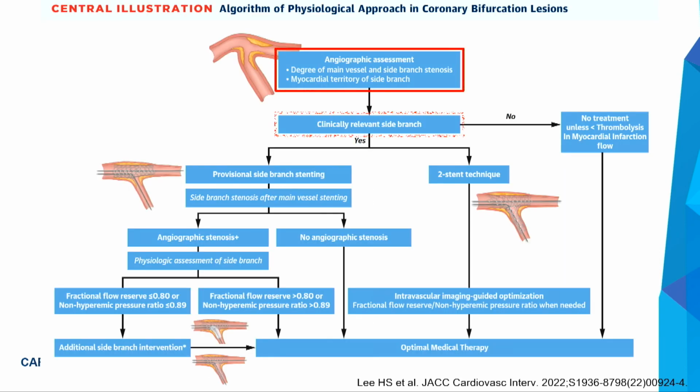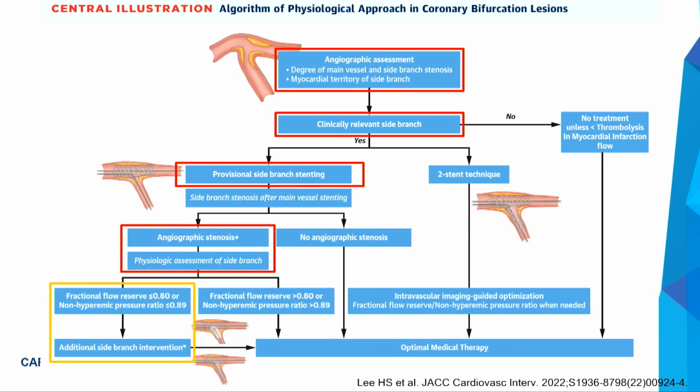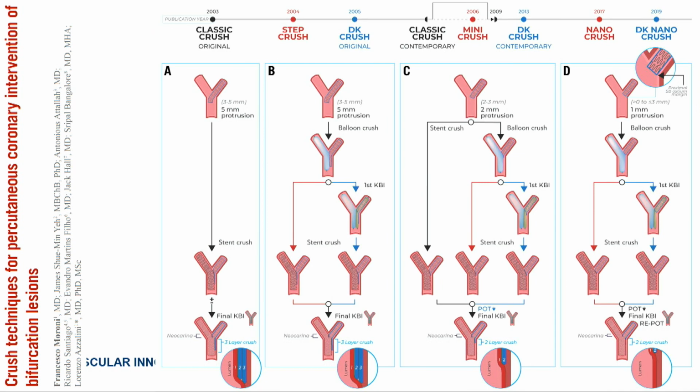So basically, in case of a PCI involving a bifurcation, if the side branch is clinically relevant and after provisional stenting on the main branch, we see an angiographic stenosis, we should use either FFR or better, a non-hyperemic pressure ratio technique to decide whether or not we need to do something on the side branch. What about expert reviews?